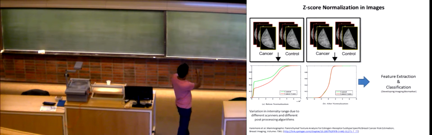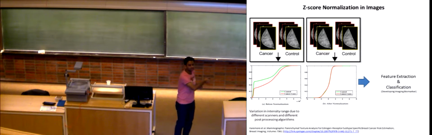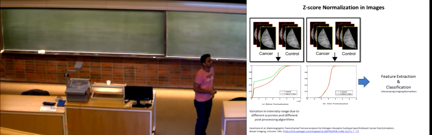So there will be a difference. For example, in this case, there was a difference between the control and cancer cases, and that difference was because of the scanner. It wasn't because of the biology. So it is very important to correct that difference, and that is done by Z-score normalization. This is a cumulative distribution function of the intensity of all the mammograms of cancer, and then we have to do feature extraction and classification.